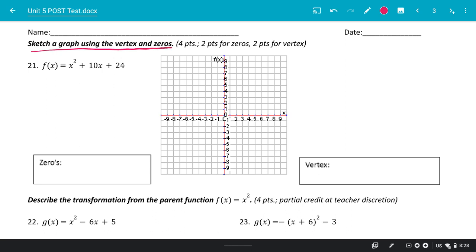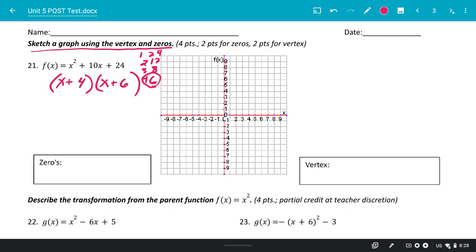In other words, I could factor this and complete the square. So let me start by factoring it. There's no GCF and no leading coefficient, so x in each. Signs are the same, both positive. The factors of 24 are 1 and 24, 2 and 12, 3 and 8, 4 and 6. Which of those add to make 10? 4 and 6.